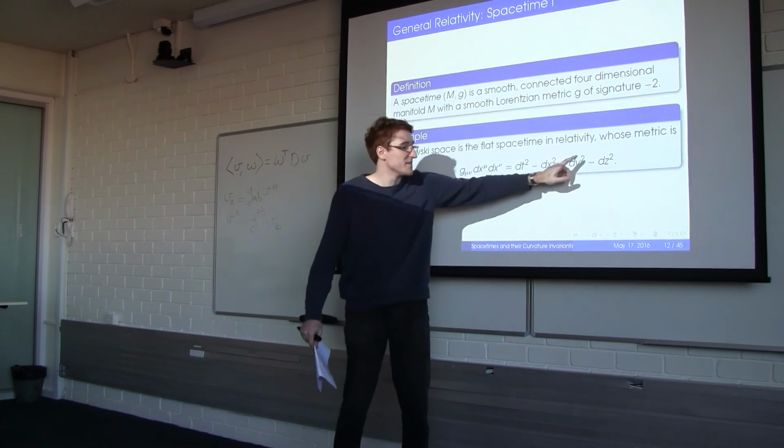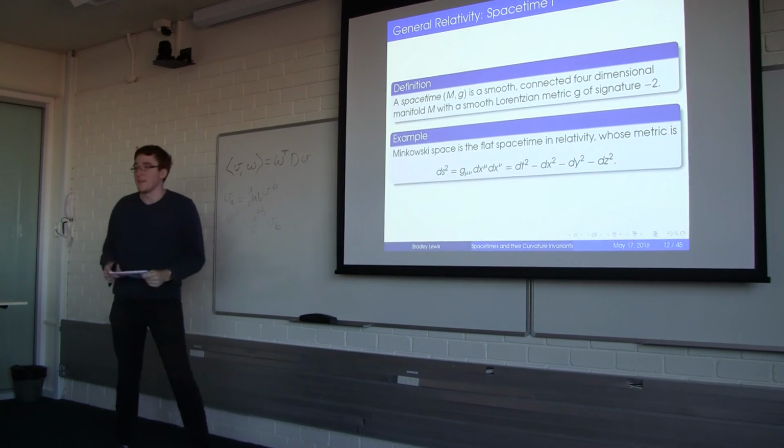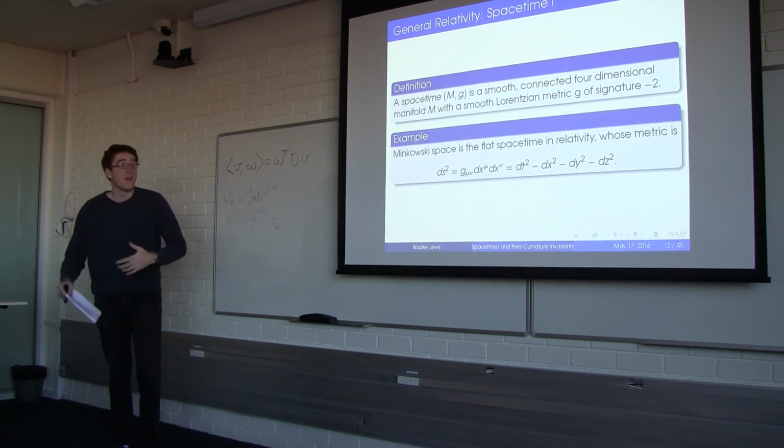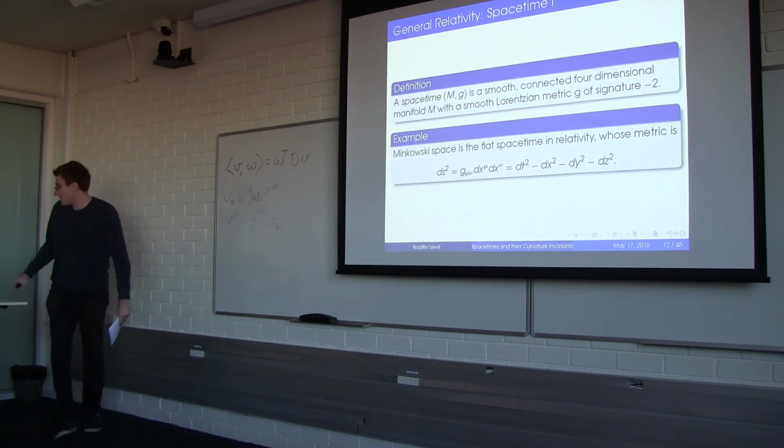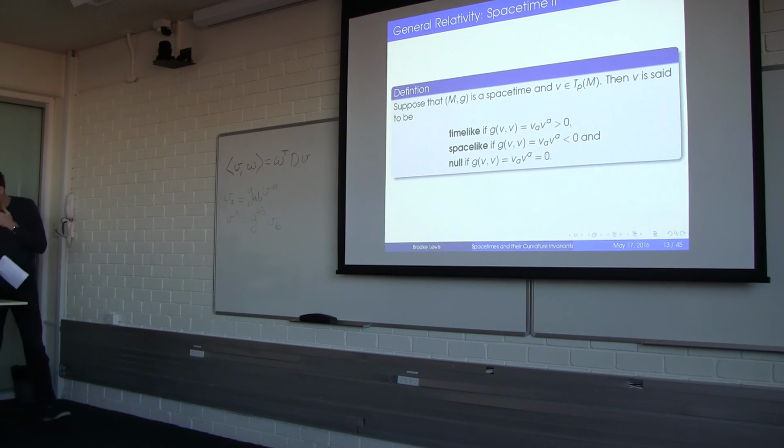We have minus, minus, minus. And so because of this, we can have things like vectors having negative length, and more importantly, we have vectors which have no length, effectively, which are called null vectors. And they're all described here.